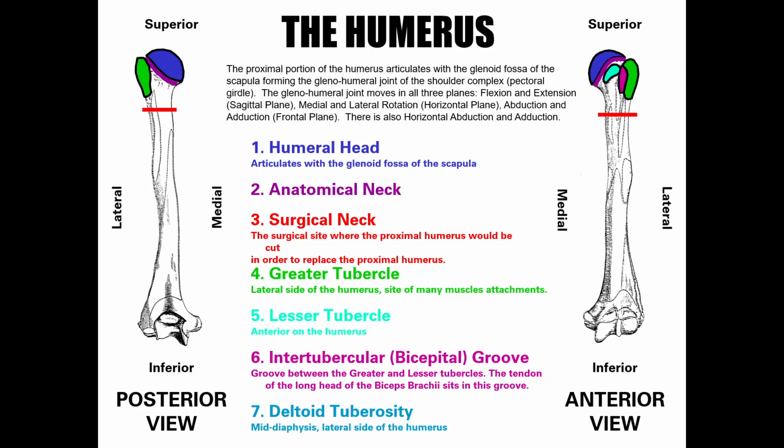We also, on the lateral side, about midway down, have the deltoid tuberosity. If somebody has very well-defined deltoids, they kind of disappear into that insertion point, which is not quite midway down on the humerus.